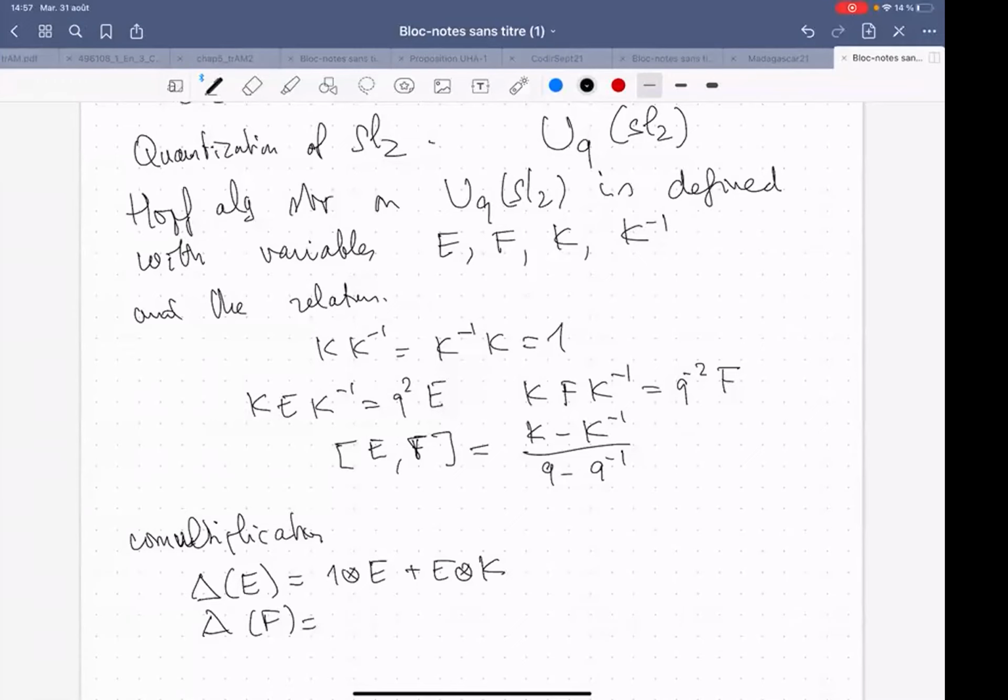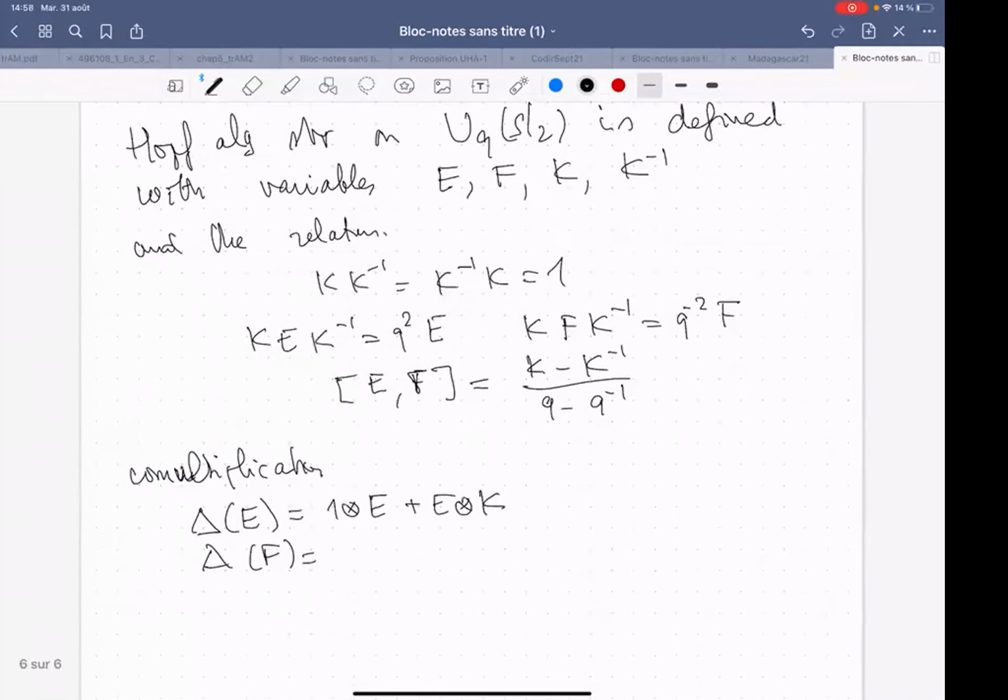Now let me complete the definition of this quantum group. Then delta of F is K inverse tensor F plus F tensor 1.